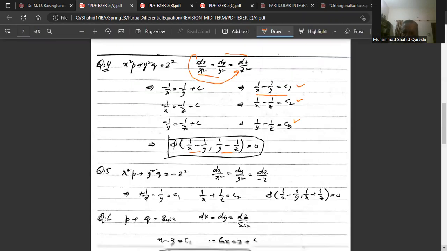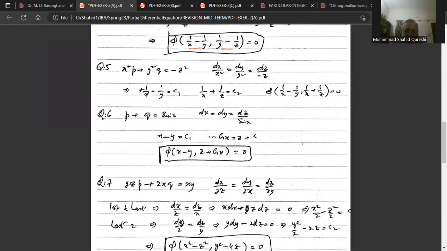So some situations are very simple, others are not. A similar question has been discussed before. P plus q is equal to sine of x. So you have dx upon 1, dy upon 1, dz upon sine x.